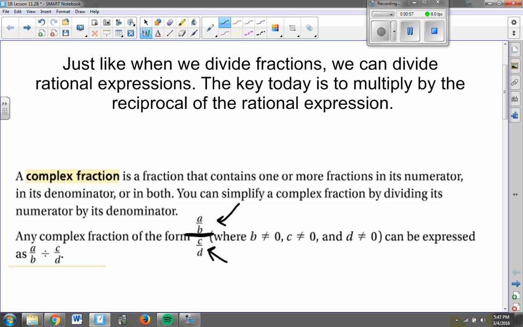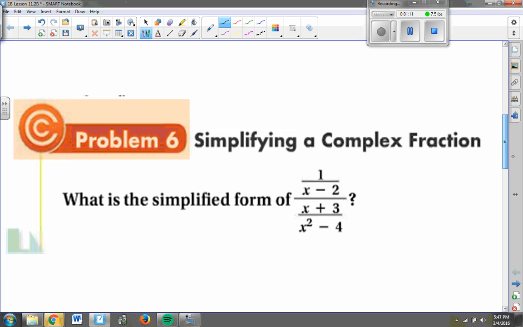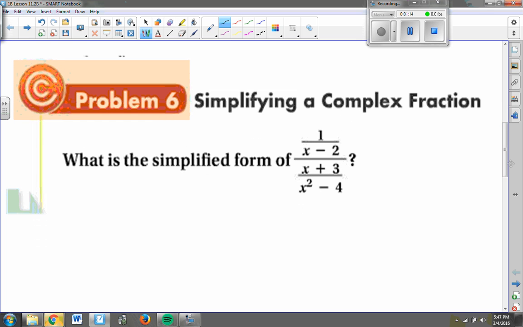So you're going to see problems in your practice problem set that start out looking like complex fractions. Your job is to turn them into divide signs and then flip and multiply by the reciprocal as we did in our last video. What I mean by that is this. You're asked to give a simplified form of this crazy looking triple stacked fraction here.